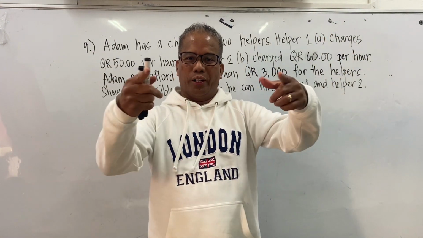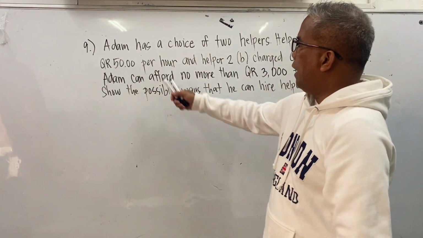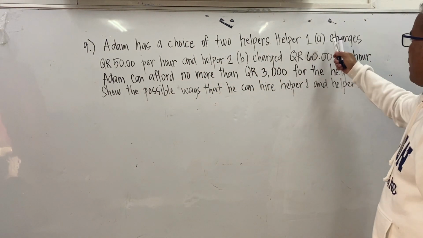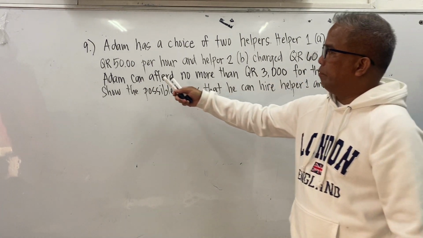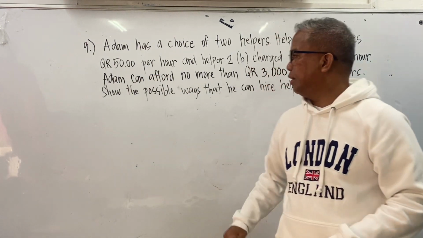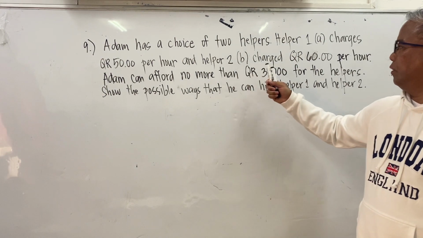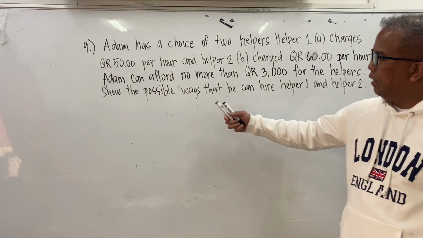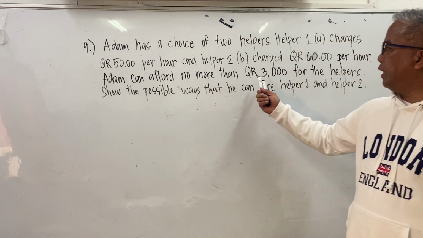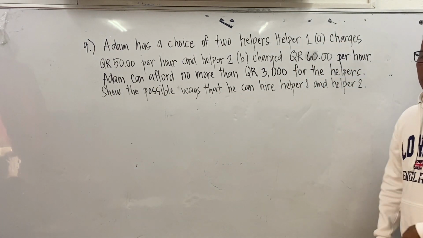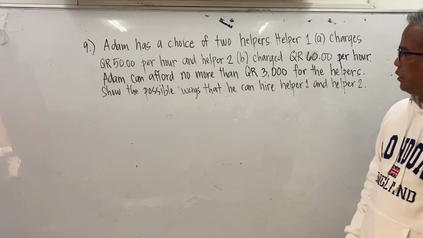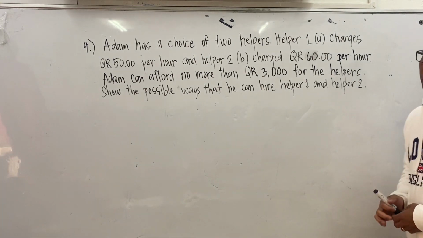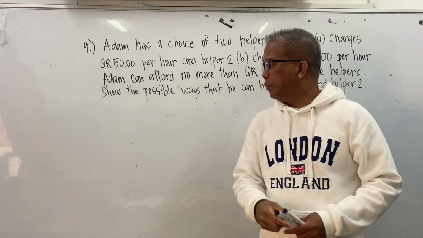Let's proceed to question number 9. Adam has a choice of 2 helpers. Helper 1, A, charges 50 QR, Qatar Riyal, per hour, and helper 2, B, charges 60 QR per hour. Adam can afford no more than 3,000 QR for the helpers. Show the possible ways that he can hire helper 1 and helper 2.